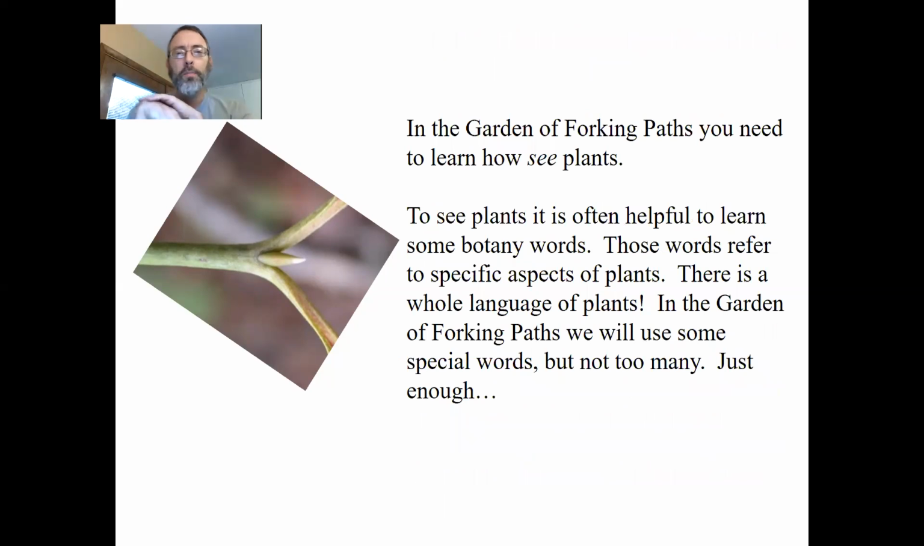In the Garden of Forking Paths, you need to learn how to see plants. To see plants, it is often helpful to learn some botany words. Those words refer to specific aspects of plants. There is a whole language of plants. You don't need to learn that language. But in the Garden of Forking Paths, we will use some special words, not too many, just enough.